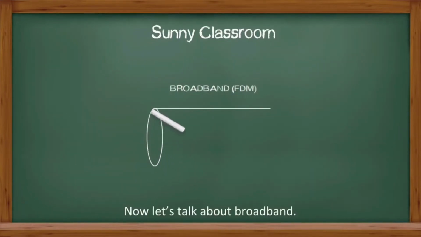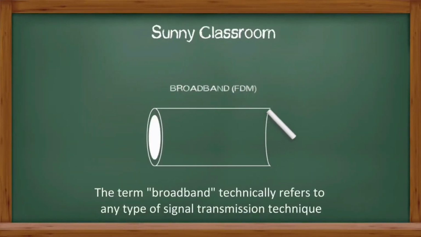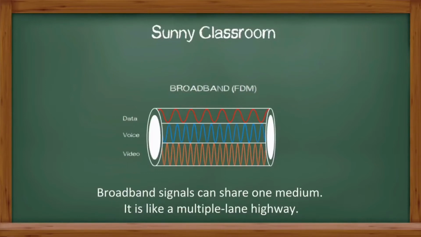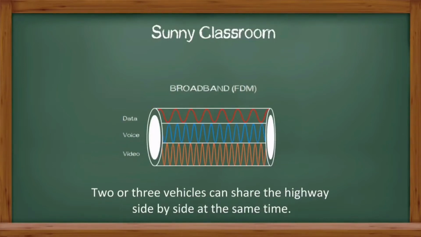Now let's talk about broadband. The term broadband technically refers to any type of signal transmission technique that carries two or more different types of data in separate channels. Broadband signals can share one media. It's like a multi-lane highway. 2 or 3 vehicles can share the highway side by side at the same time.